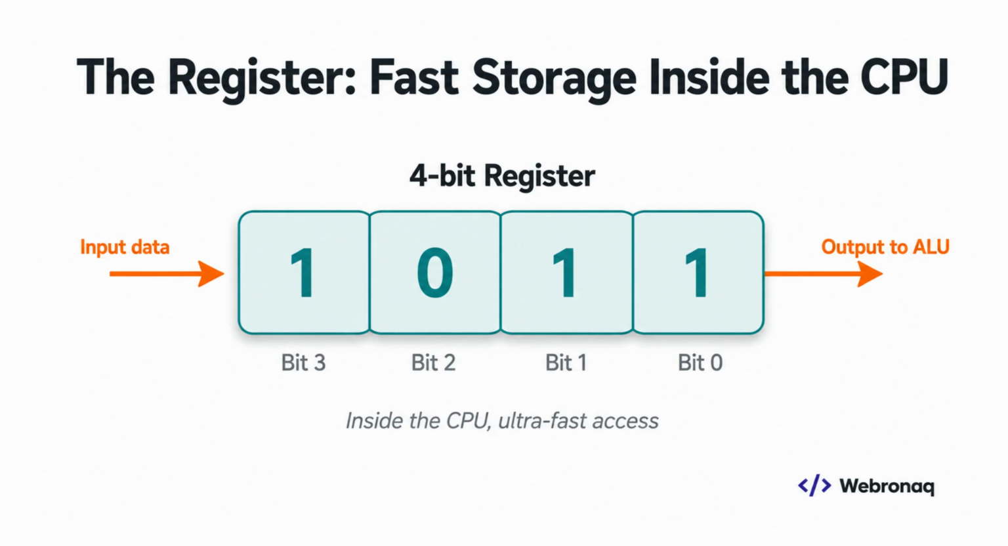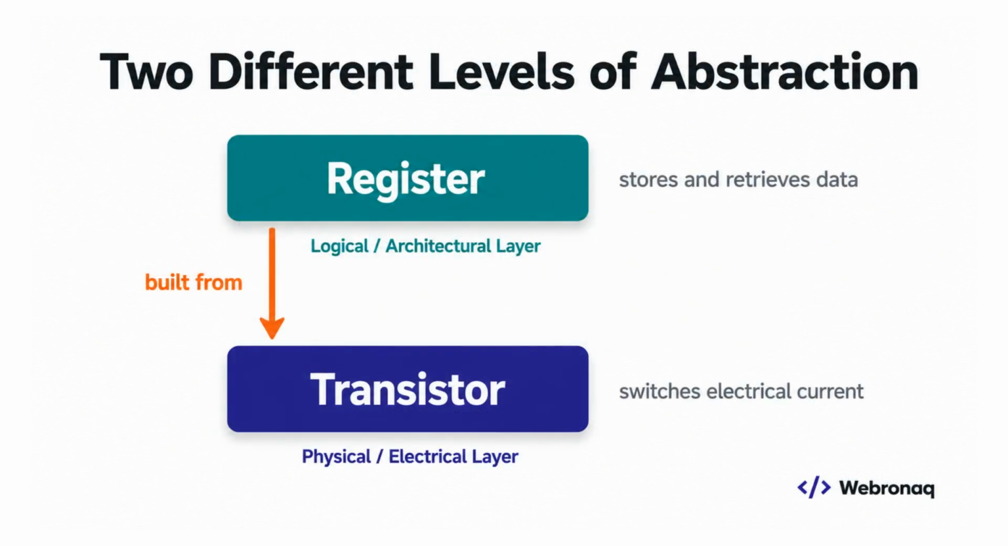But here is the important question. What is a register actually made of? That gets to the heart of the difference between these two terms. Here is the clearest way to think about the difference. A transistor and a register exist at completely different levels of abstraction. A transistor is a physical, electrical component. It is a real piece of semiconductor material that responds to voltage. You can touch it, measure current through it, and describe it using circuit physics. A register, on the other hand, is a logical and architectural construct. It is not a single material thing. It is a functional unit defined by what it does, which is store and quickly retrieve a binary value for the CPU. A transistor is the raw material. A register is a structure built from that material. Like bricks forming a wall, you cannot call them the same thing, even though one literally makes up the other.